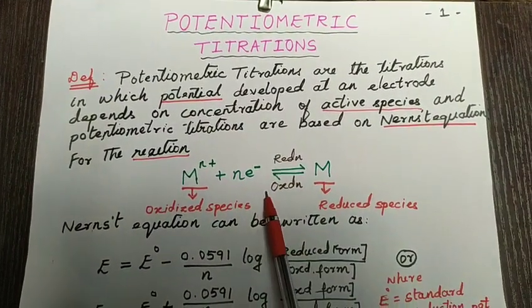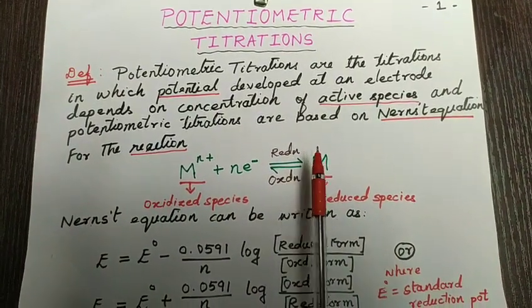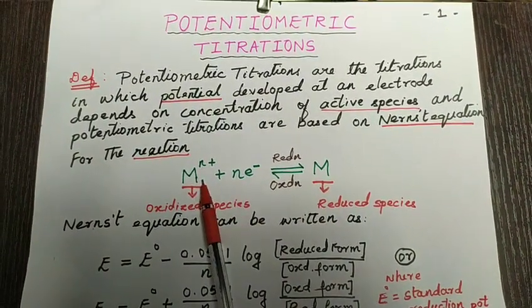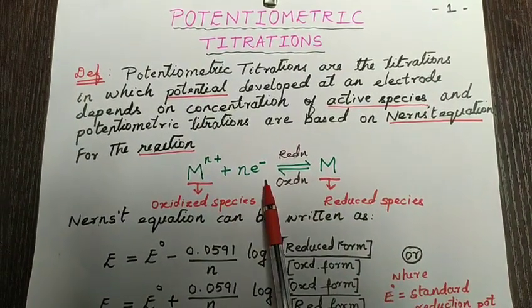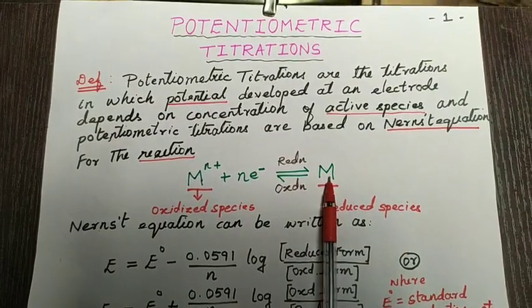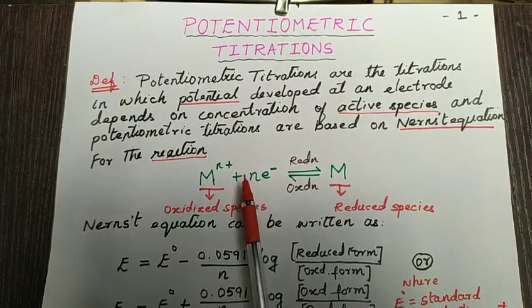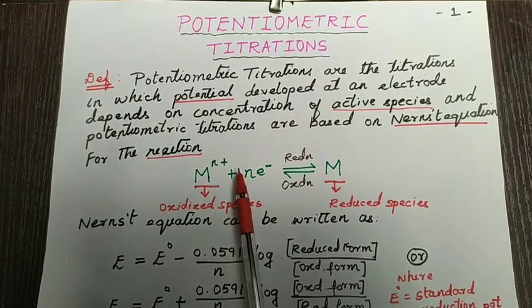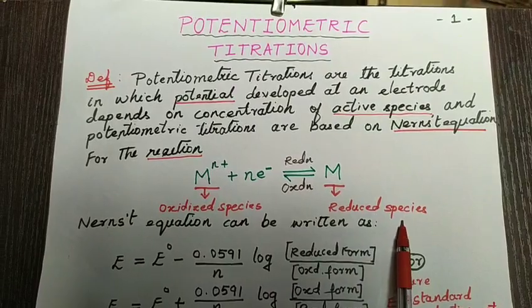If this is the general redox reaction, where the forward reaction is reduction and the backward reaction is oxidation. In the forward reaction, the metal ion accepts electrons and gets reduced to metal, and in the backward reaction, metal loses electrons to give metal ion. So, metal ion is the oxidized species and metal is the reduced species.